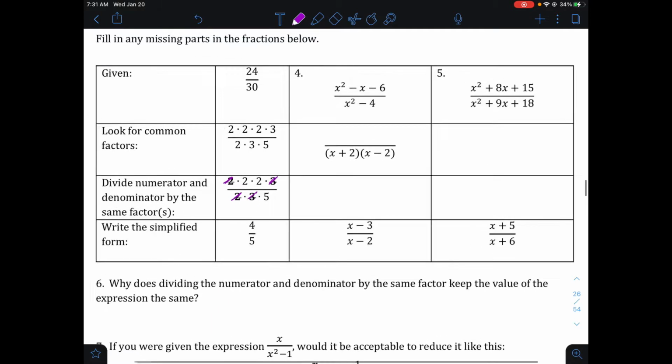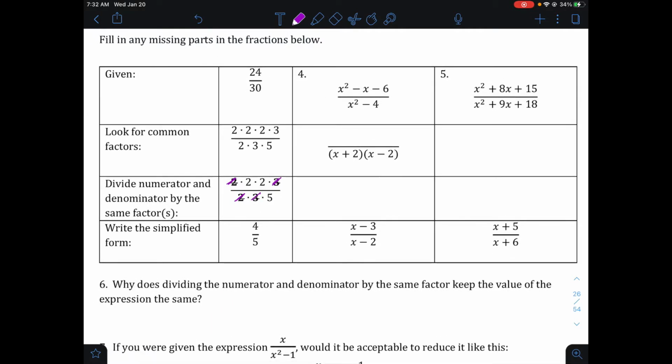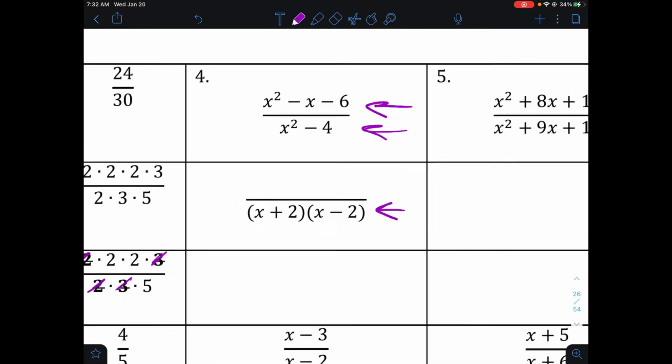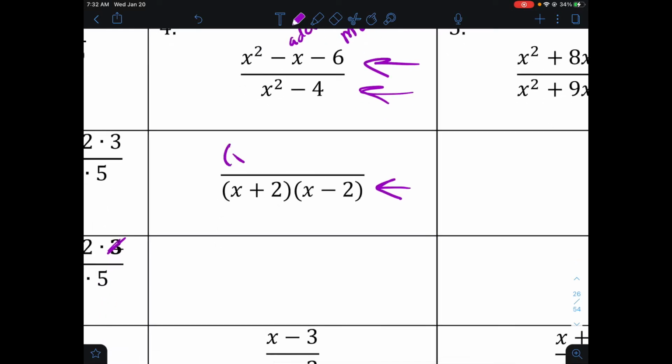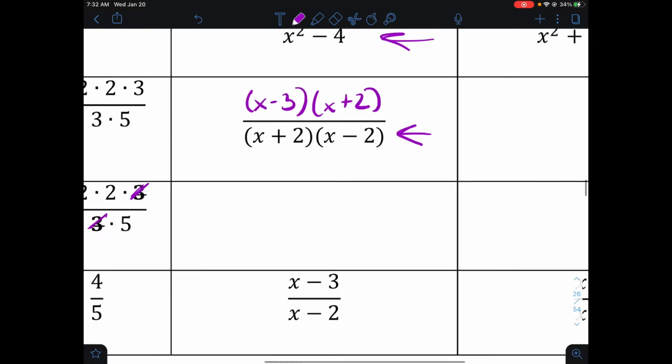If you notice, the first thing they do is factor. They factor the top and they factor the bottom in this step here. So we're going to do the same thing: factor the top, and then factor the bottom. They've already factored the bottom for us, so we just need to factor the top. We need to figure out what multiplies to give us a -6 and adds to give us a -1. That is going to be x minus 3 and x plus 2. So that is how we would factor that.